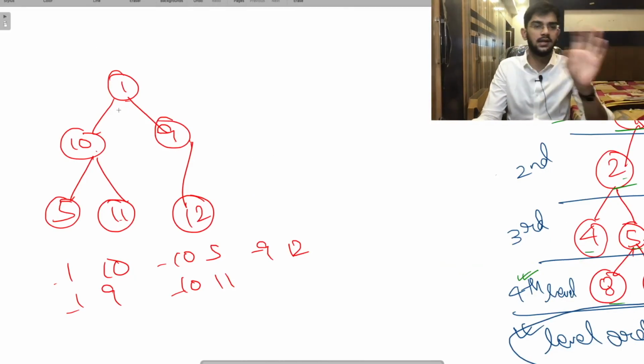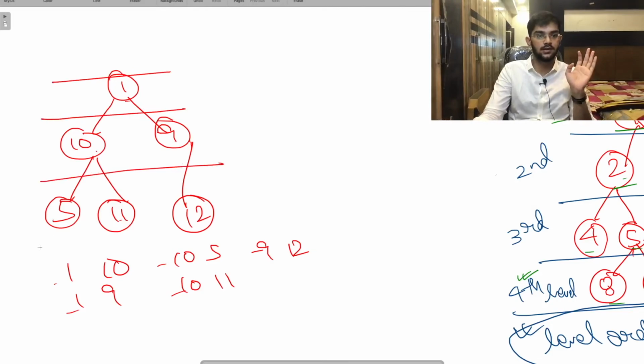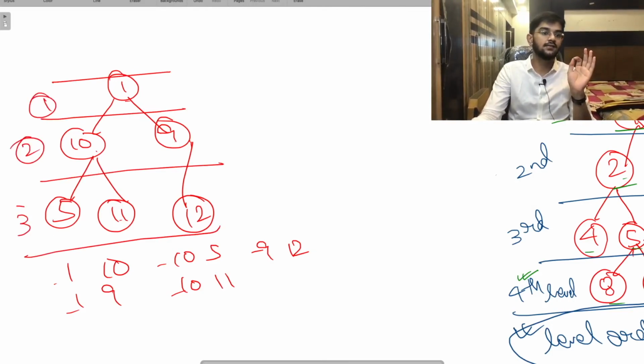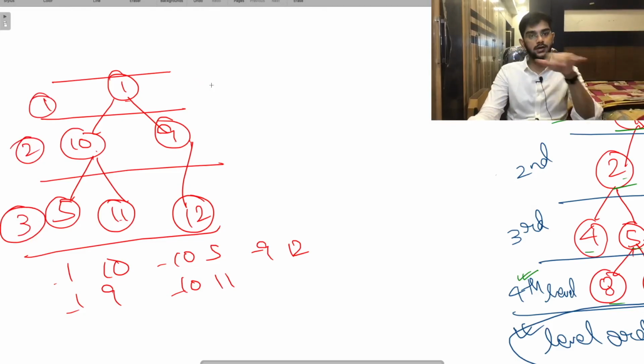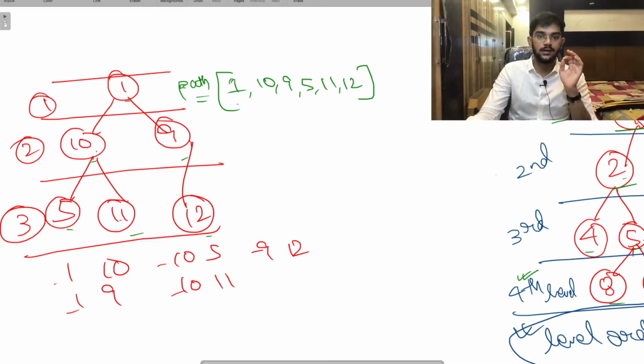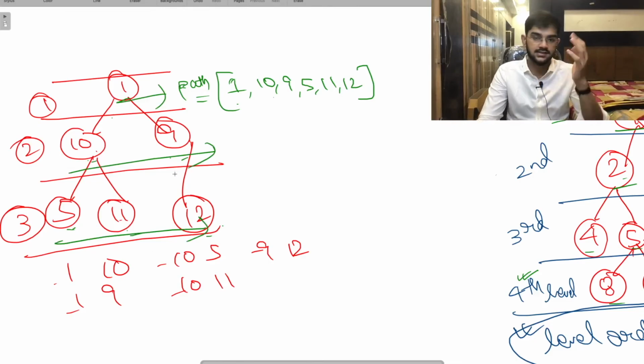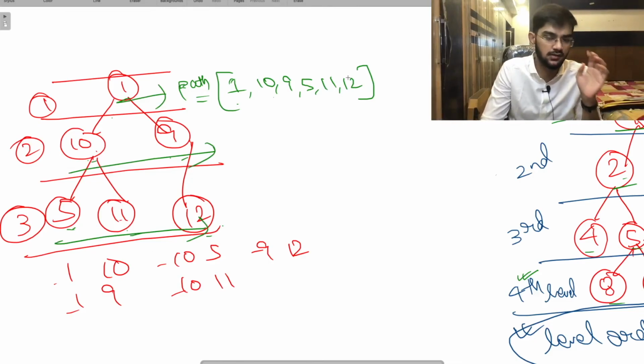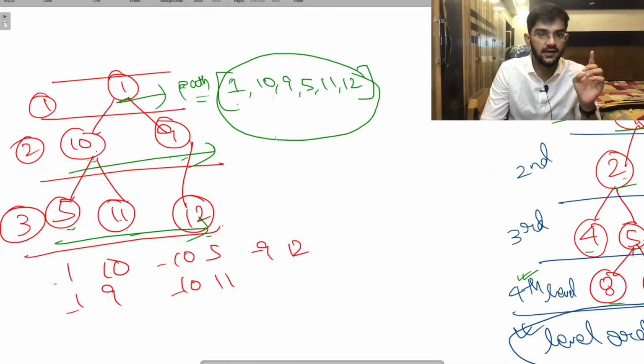So again, let me draw some levels here: level 1, level 2, level 3. What will be my traversal? Level order traversal. I'll pick 1 here, so 1 will be there. In order, 10 and 9 will be there. Then we will have 5, 11 and 12. As simple as that. So 1, 10, 9, 5, 11, 12 in level order. Let's see if our output matches this. Just remember this in the back of your head: 1, 10, 9, 5, 11, 12.